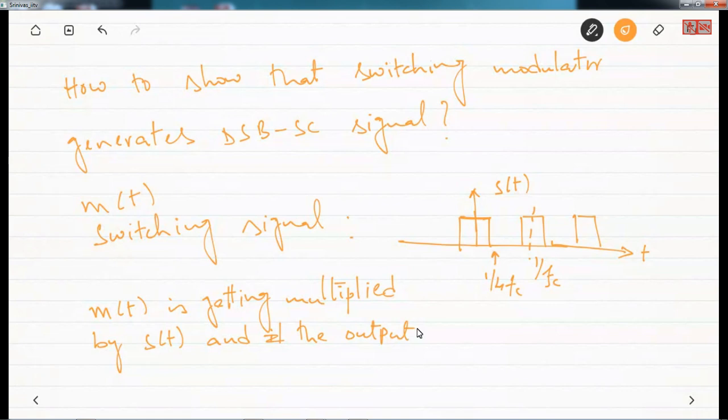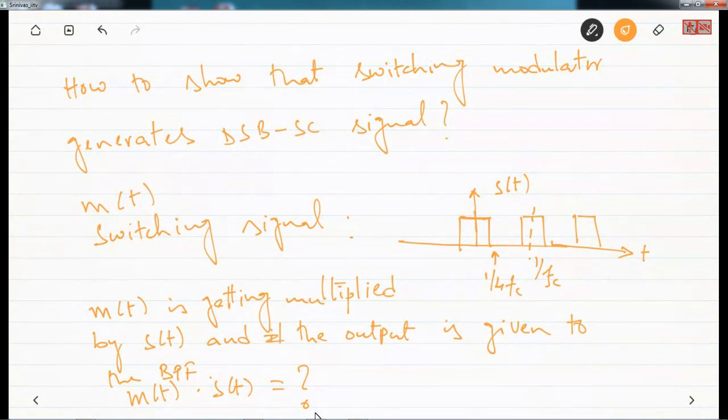So now what is M of t into S of t? We have to think of what M of t multiplied by S of t is, right? That's the question we solve now. If we solve this multiplication, give that output to the BPF, and examine the output of the BPF, then we should know whether it is a double sideband suppressed carrier signal or not, right?